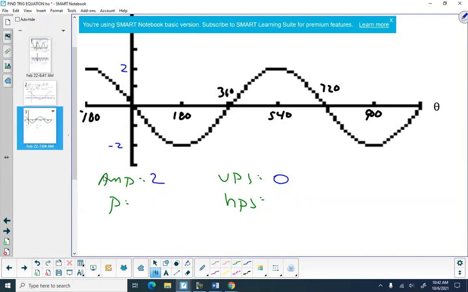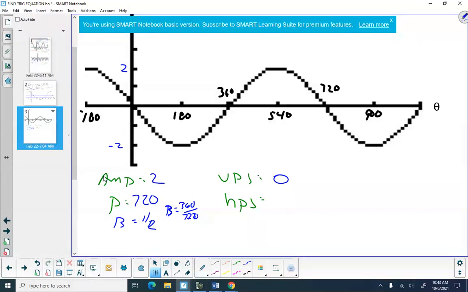Okay, the period, if I go from valley to valley or peak to peak, does not matter. Braylon, what's our period? 720, which means our B value is what? 1/2. We have 360 divided by 720, so our B value is 1/2.